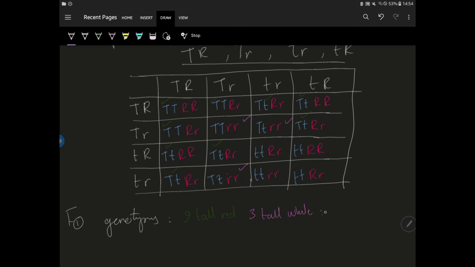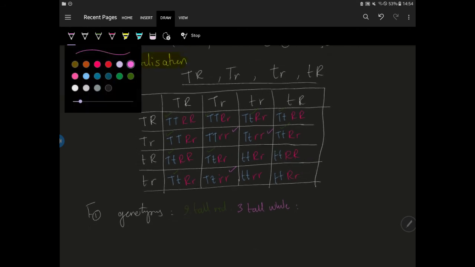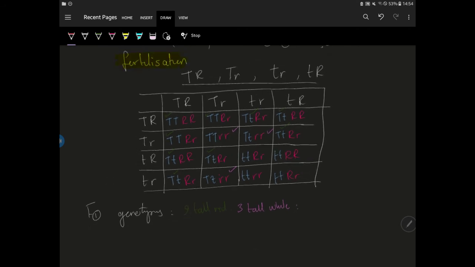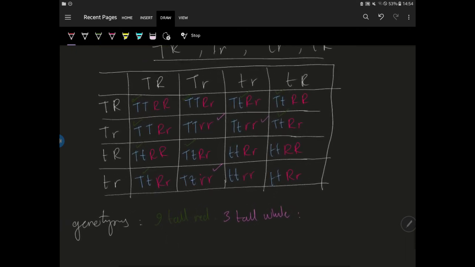Okay, then let's look at short and red. Got it. I know it can get a bit hectic, isn't it? So we can leave out what we've ticked already. So we can ignore these first two columns already, and we're looking for short. So small t's. Here's small t and red. Okay, that's right. So that's in the middle.